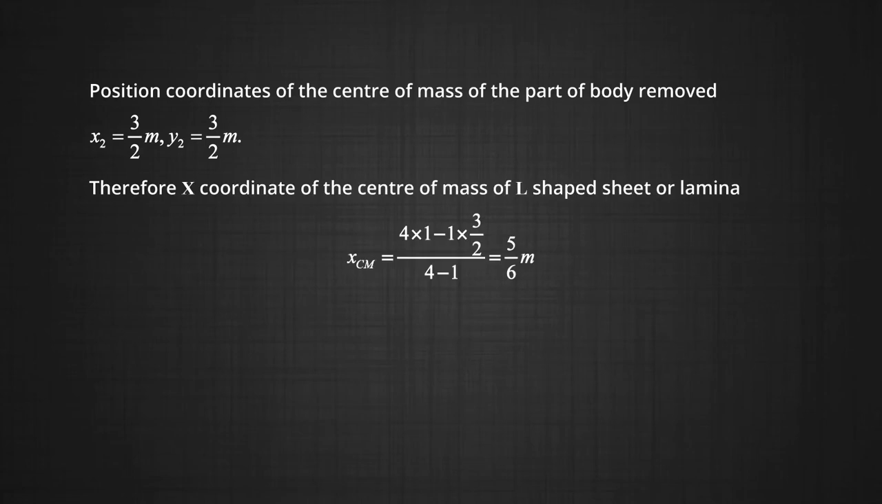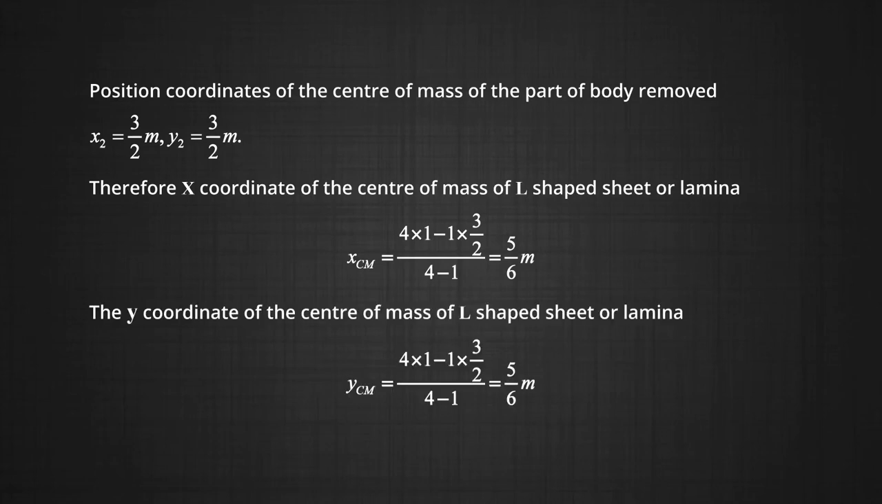Therefore, the x coordinate of the center of mass of the L-shaped sheet of lamina can be written as xcm is equal to 4 into 1 minus 1 into 3 by 2 whole divided by 4 minus 1, which brings us xcm is equal to 5 by 6 meter. The y coordinate of the center of mass of the L-shaped sheet of lamina can be written as 4 into 1 minus 1 into 3 by 2 divided by 4 minus 1 is equal to 5 by 6 meter.